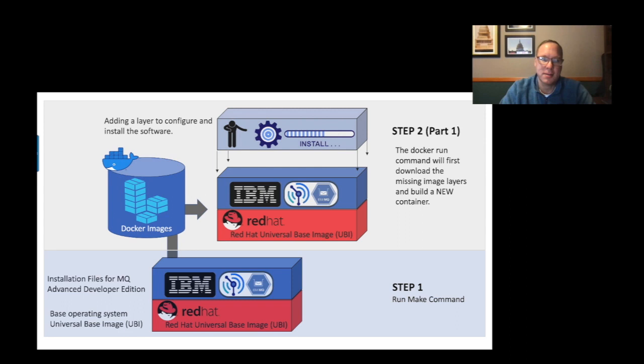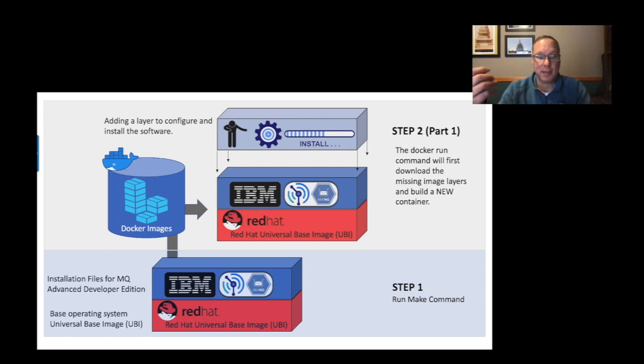So that first step that we did, some of those commands are going to go out to Red Hat and download a universal base image from Red Hat. That's the first layer of the container. The next thing that it does is it creates another layer, and this layer sits on top of that. What that does is it puts all of the installation files in. It doesn't actually do the installation quite yet, but it places all of those installation files into the container, and then it creates a new container.